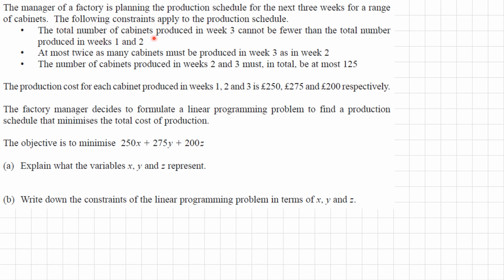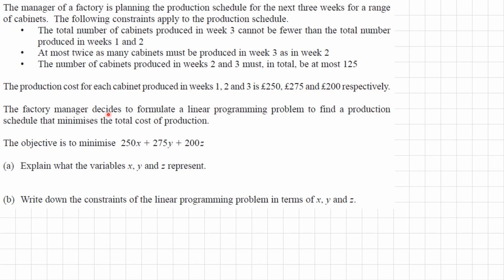The total number of cabinets produced in week 3 cannot be fewer than the total number produced in weeks 1 and 2. At most, twice as many cabinets must be produced in week 3 as in week 2. The number of cabinets produced in weeks 2 and 3 must, in total, be at most 125. The production cost for each cabinet produced in weeks 1, 2 and 3 is £250, £270 and £200 respectively.